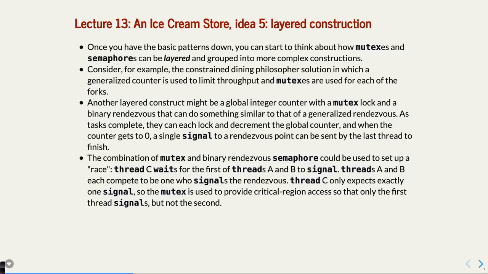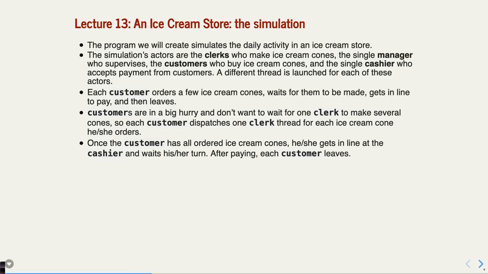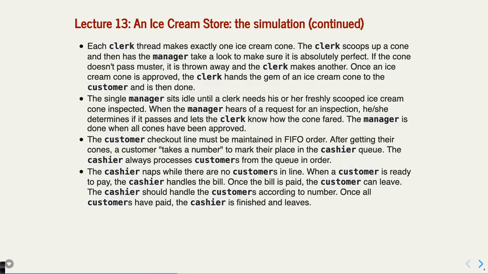All right, let us look at some of the actual code. We've already talked about this. We modeled it pretty distinctly: ice cream store, clerks, manager, customers, cashier. Lots of clerks, one manager, one cashier. Customers are in a hurry, so they get lots of clerks, one per ice cream cone. Once they get their cones back, they go to the cashier. It's not a terrible model, all things considered. Each clerk just gets to make one cone. That's a little weird, but that's the way it works in this world.